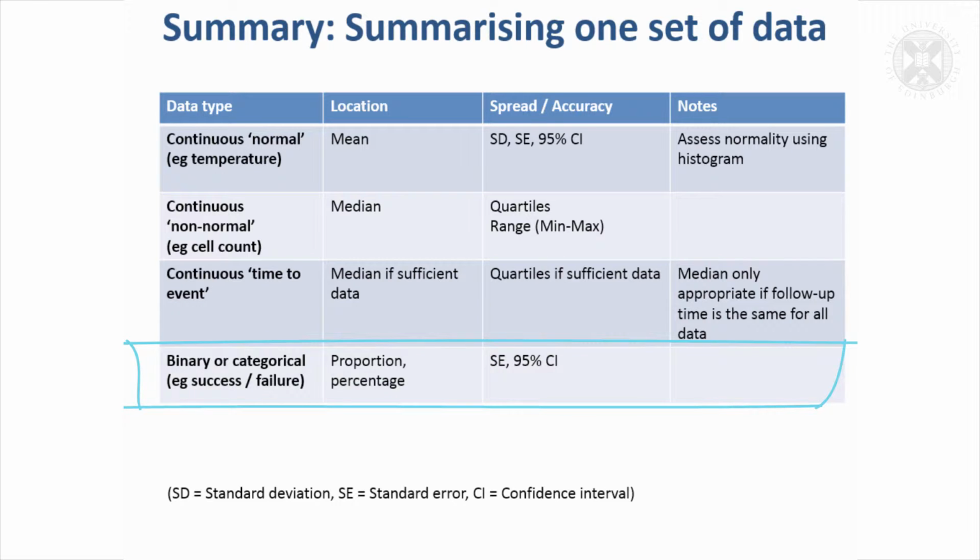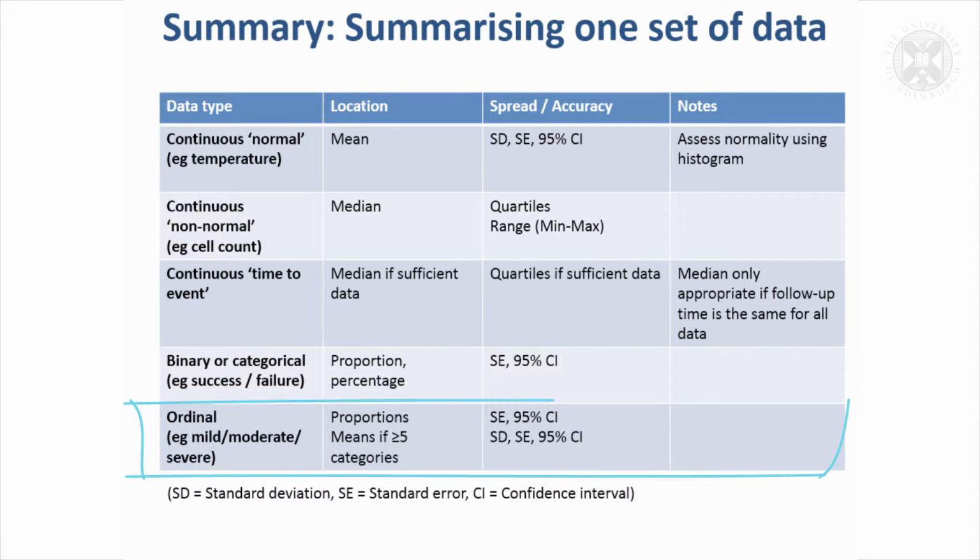For binary or categorical data, the proportion or percentage can be used, and we can also calculate the standard error to measure the accuracy of that, and a 95% confidence interval. And then for ordinal data, we've got the choice of presenting either the proportions of observations that have each of the values, or we can obtain the means. I'd say if you've got more than 5 categories, that can be a neater way to summarise the ordinal data. If you get the means, of course, you can get the standard deviation as well, but for both, the standard error and the 95% confidence interval can be used to measure the accuracy of the proportions.